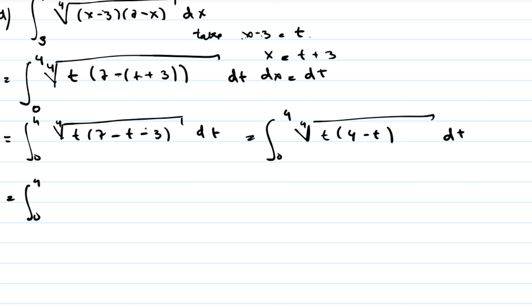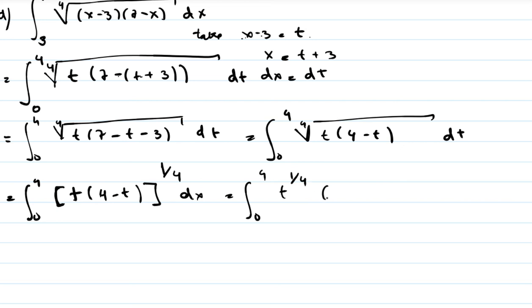Now we have to try to remove this root here. Okay, so this is going to become whatever is inside, it's no longer 7 actually. It's going to become 4 minus t, as you can see there, raised to 1 divided by 4 dx, equal to the integral from 0 to 4 of t raised to 1 divided by 4 of 4 minus t raised to 1 divided by 4 dt. Okay, now we got this.